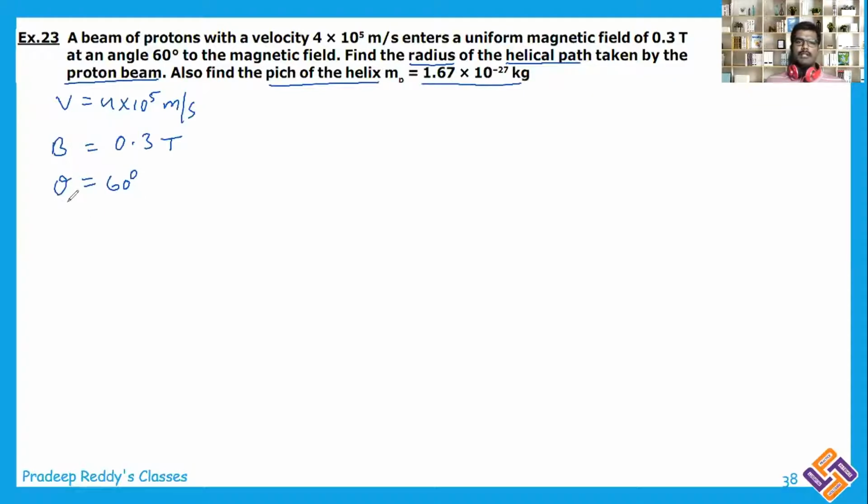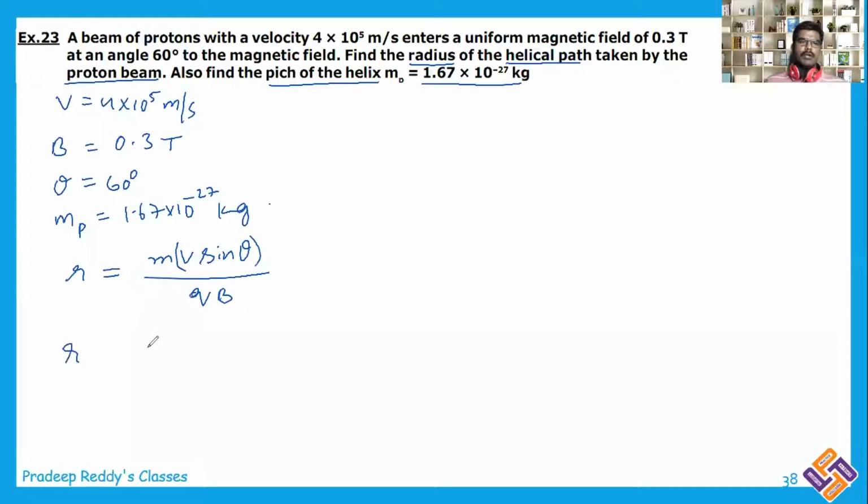The mass of the charged particle is given, mass of proton as 1.67 into 10 power minus 27 kg. Whenever a charged particle enters a magnetic field at some particular angle, its radius of curvature is because of the perpendicular component. Therefore, I can simply write R is equal to m into v sine theta, this is the perpendicular component of velocity, divided by qB.